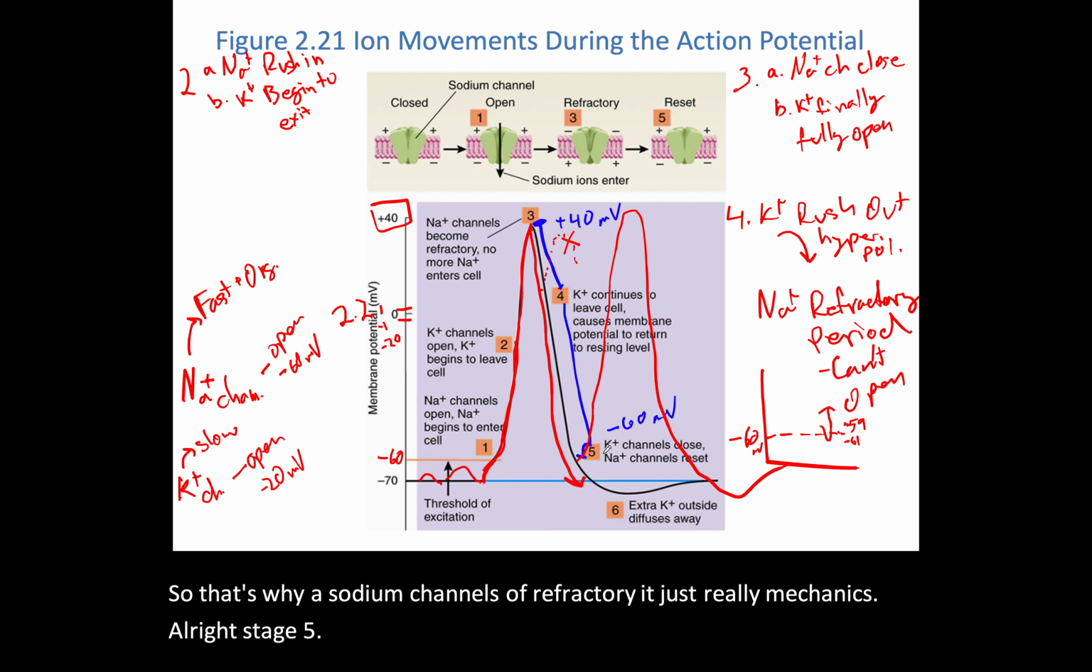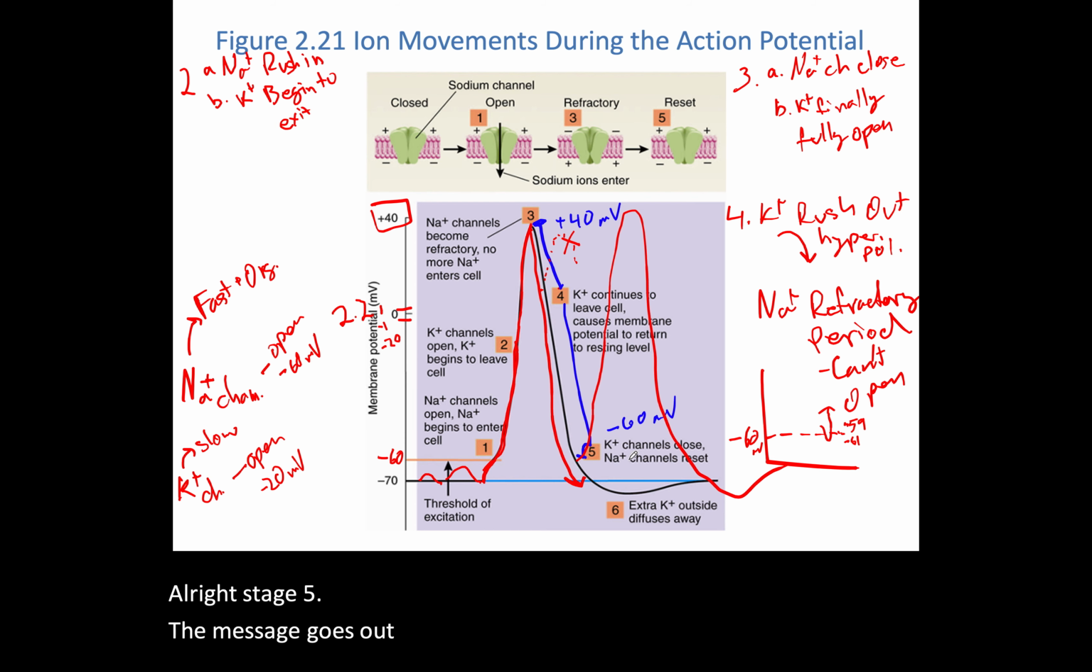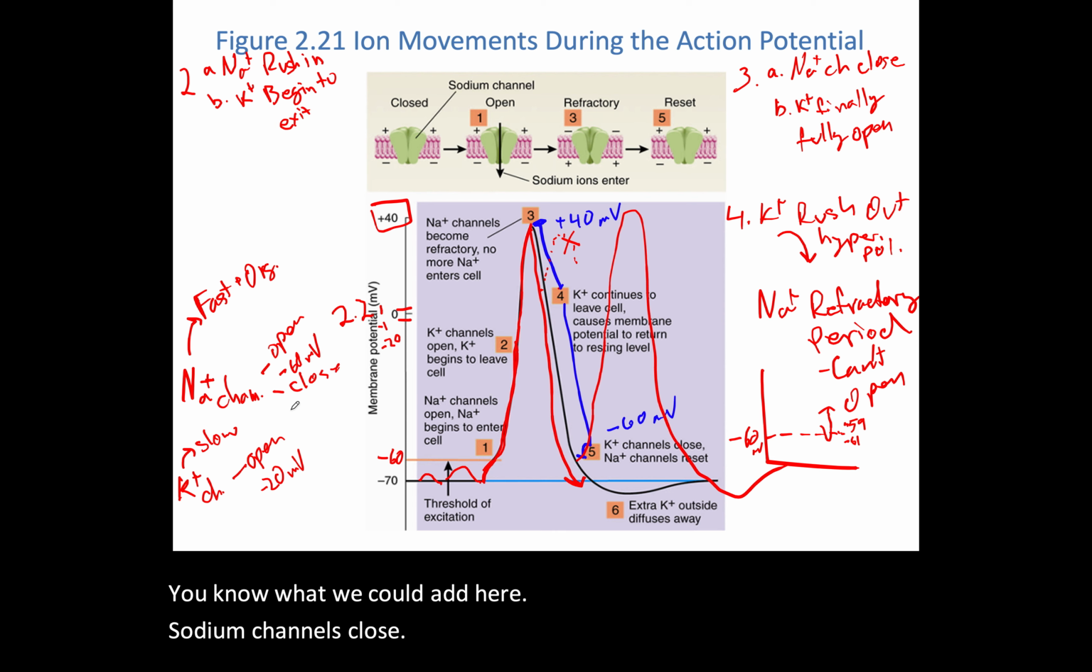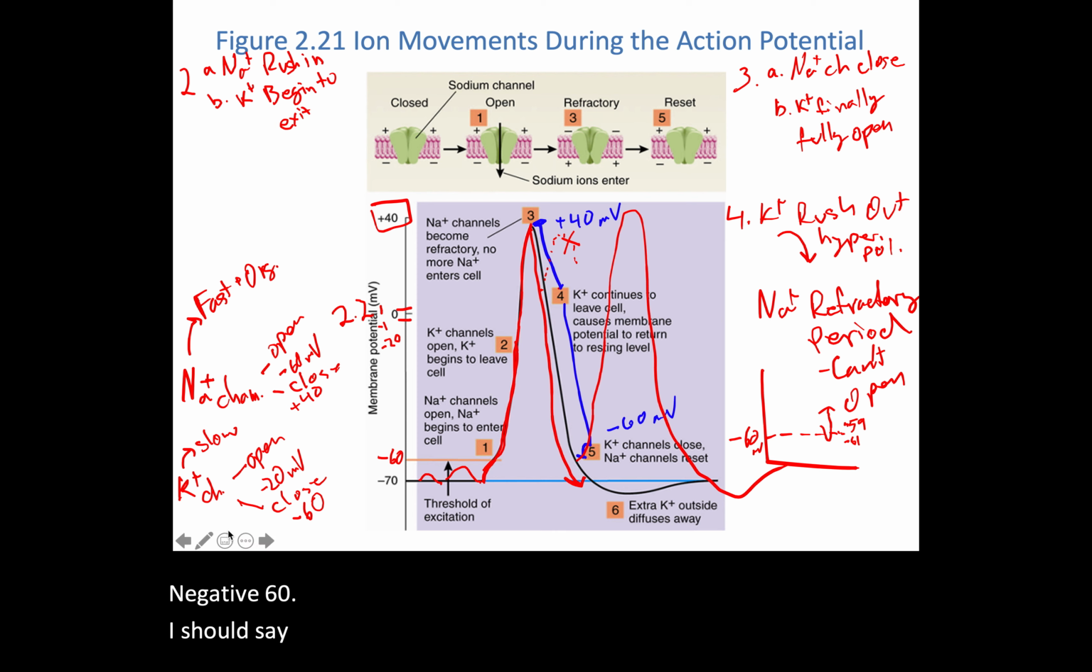All right, stage 5. The message goes out for potassium channels to close. You know what? We can add here sodium channels close at positive 40. Potassium channels close at where? Negative 60. I should say begin.